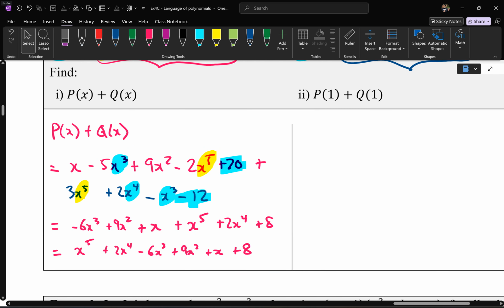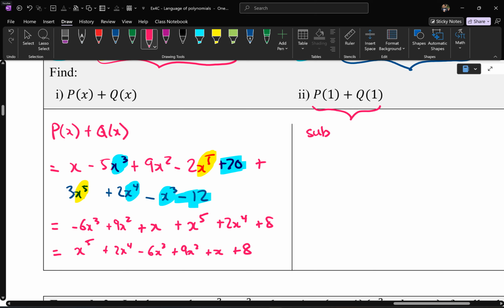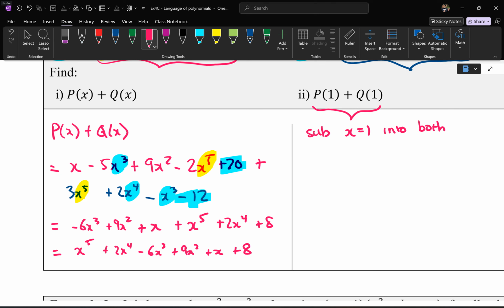And the last one, p of 1 versus q of 1. This just means substitute x equals 1 into both p of x and q of x. So if you just look at that, because I rearranged it nicer, you can sort of see it's just 1 plus 2 minus 6 plus 9 plus 1 plus 8.